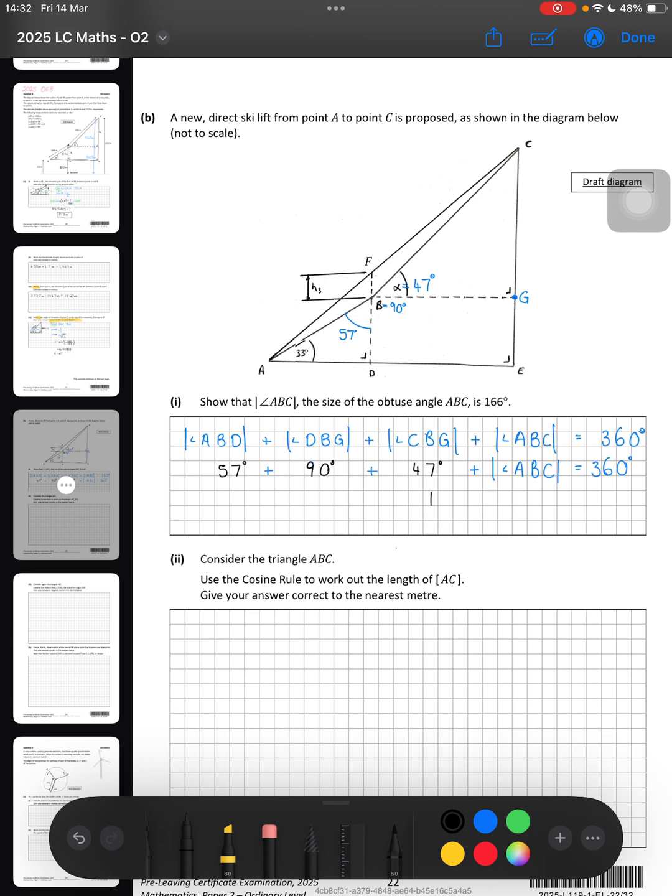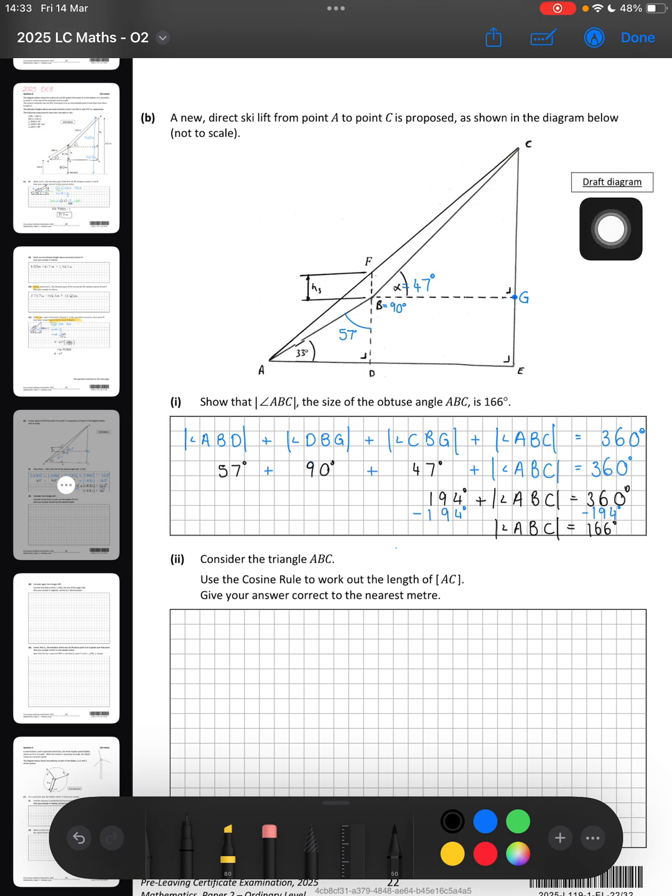Okay, so 194 degrees plus that angle that I'm looking for, ABC, is 360 degrees. Okay, so I'm going to get rid of the 194 degrees to get the angle ABC on a side by itself. And then what we're going to get is that the angle by itself is 166 degrees.